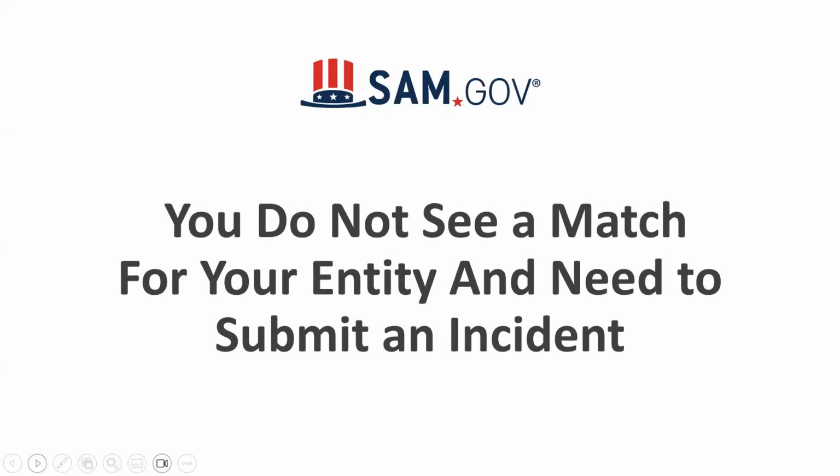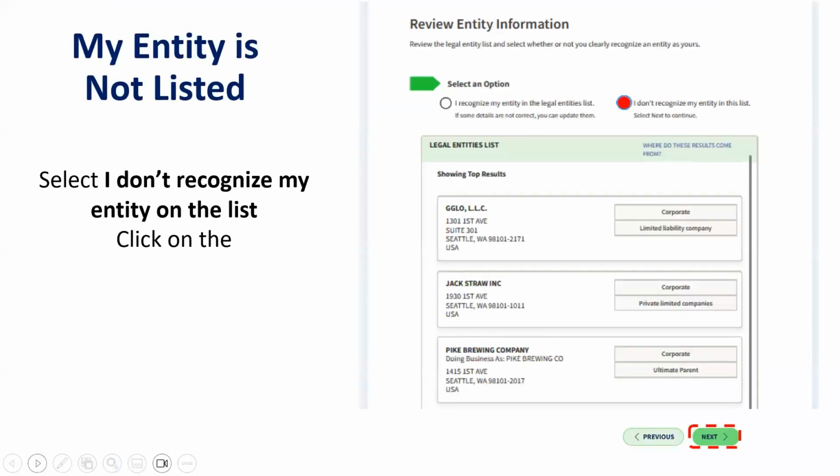We will now review next steps if you do not see a match for your entity and need to submit an incident. If your entity is not listed, this gets a little more complicated and may take a while for you to receive your UEI. You will need to provide documentation to verify your organization. Select I don't recognize my entity on the list and hit Next.